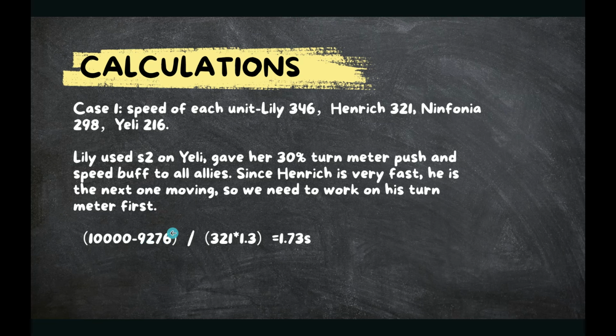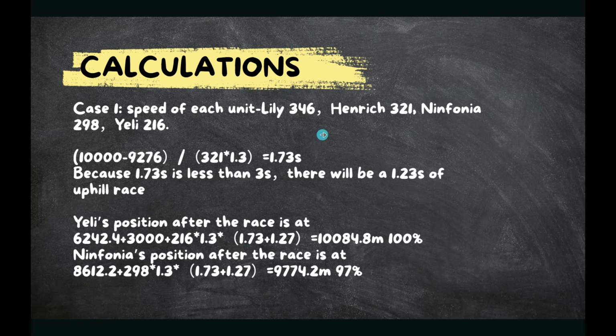We need to figure out how long it took Heinrich to finish the rest of the race. Okay, so how do we do that? We use the total distance, subtract the distance he ran, divided by his speed, which is 321 times 1.3 because he has speed buff, right? And then the time we got is 1.73 seconds. And after we get that 1.73 seconds, we use 3 seconds minus that 1.73 seconds to figure out his uphill race time, okay, which is 1.23 seconds, okay.